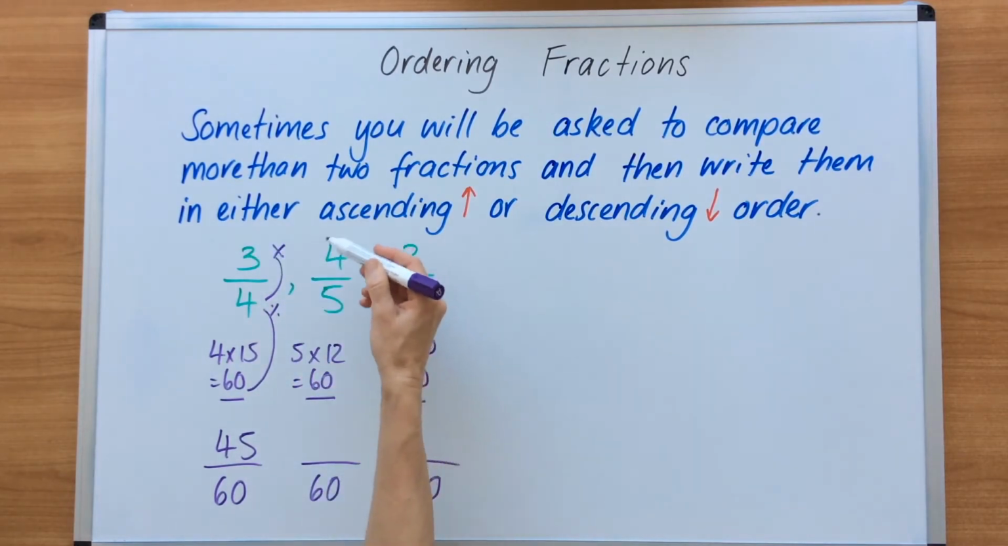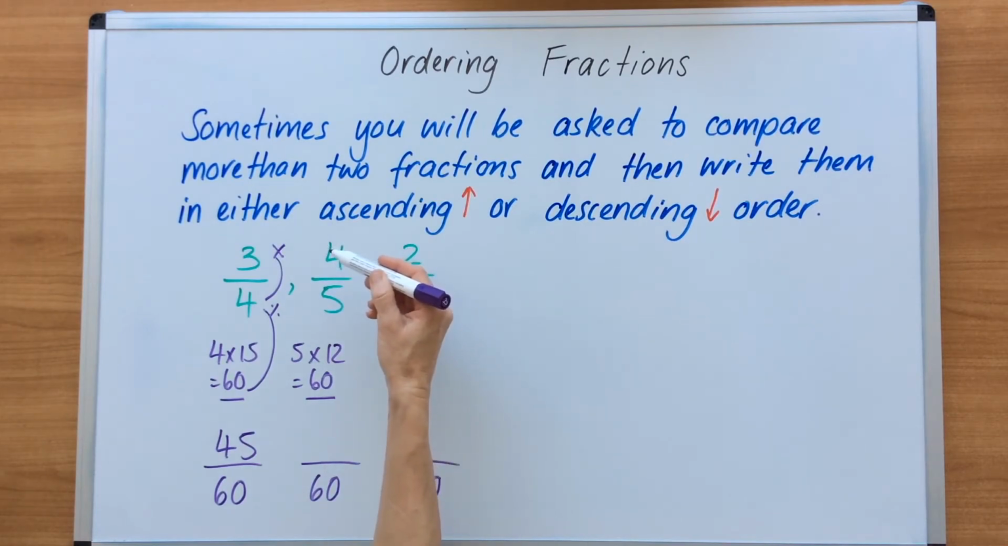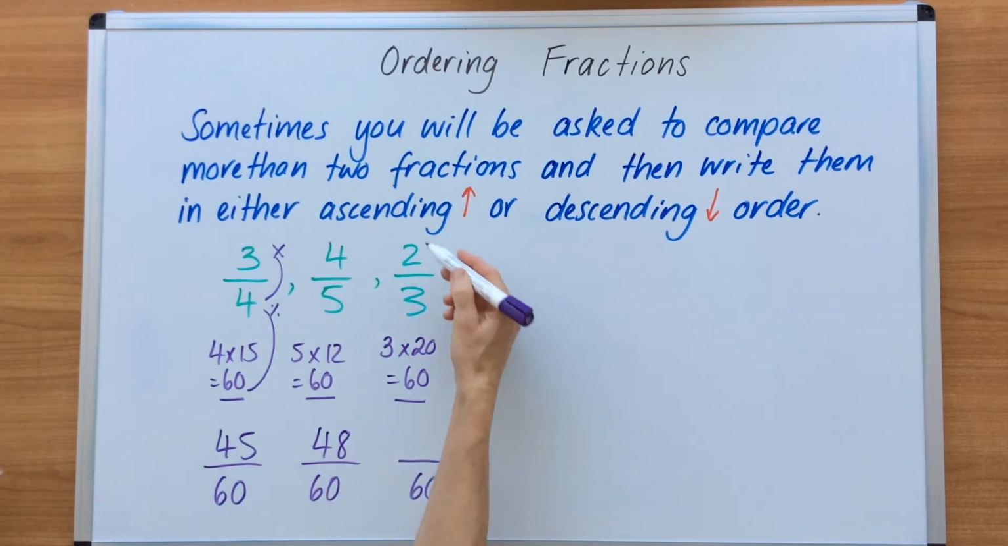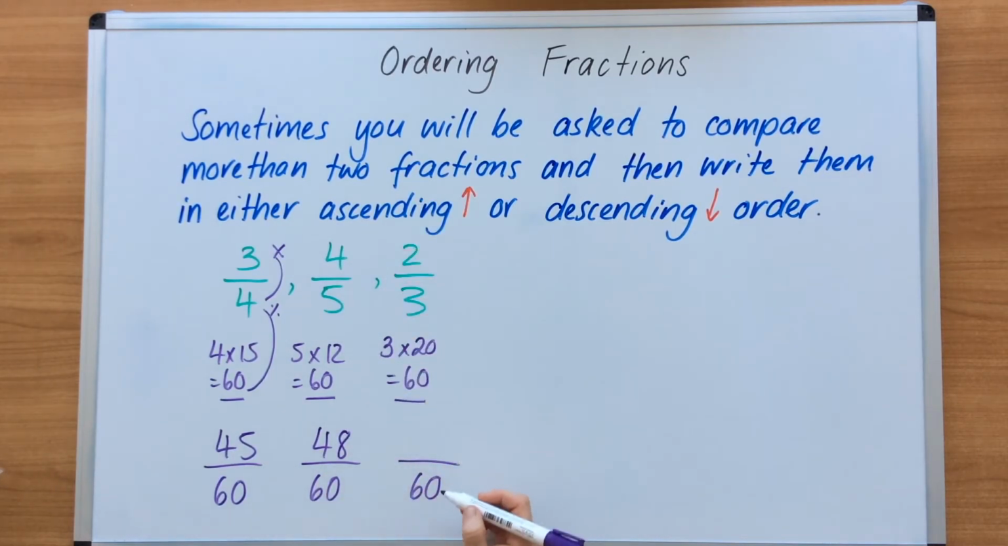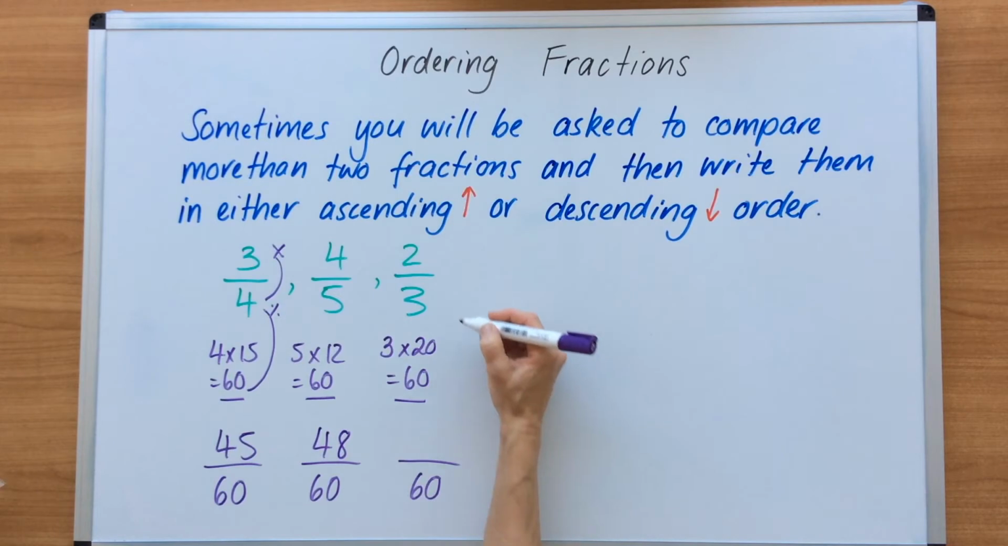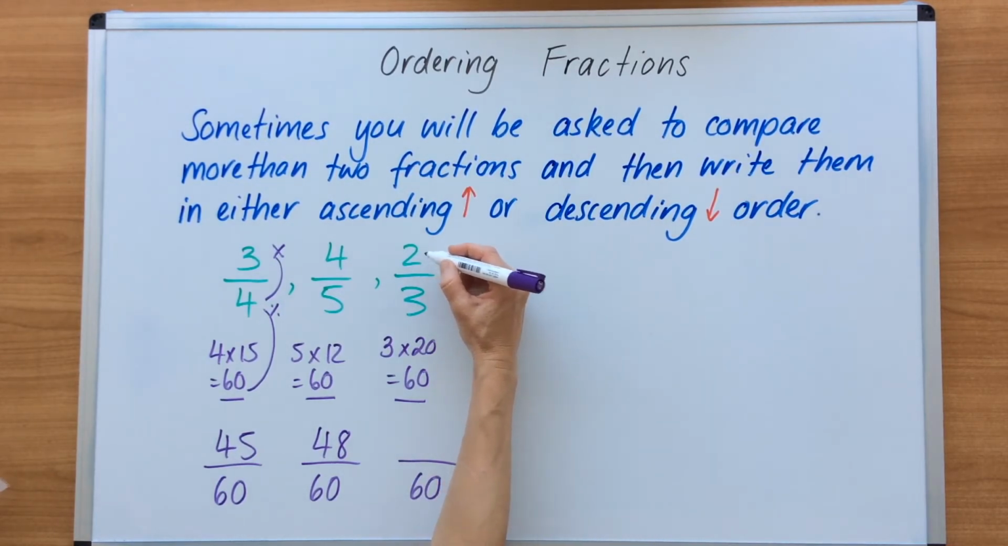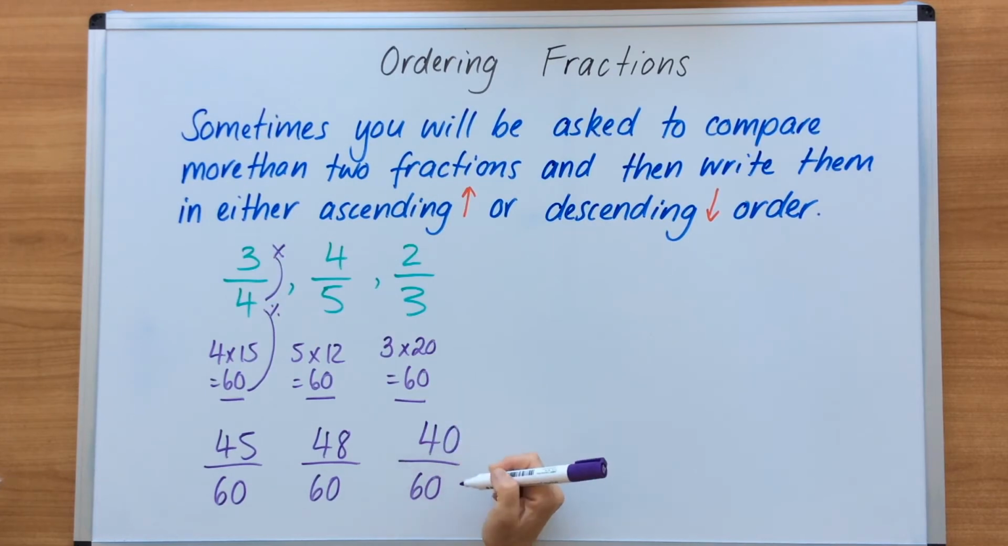Let's look at this one here. Okay, we have 60 divided by 5 times 4 and we get 48. Let's look at this one here. We have 60 divided by 3 times 2 and we get 40. So now we have 3 fractions with the same denominator and different numerators.